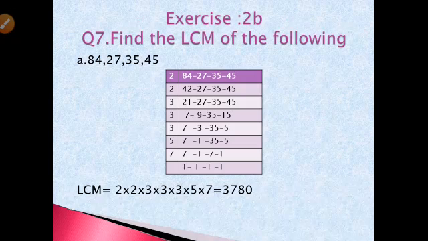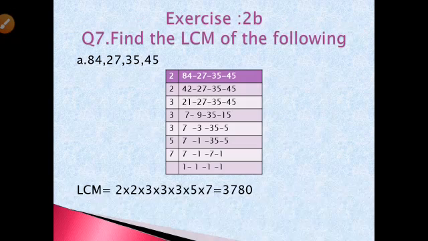Question number 7 of exercise 2b: find the LCM of the following using division method that was mentioned in your book. There was part A: 84, 27, 35 and 45. Now see, 84, 27, 35 and 45. These are the combination of four numbers and you are supposed to calculate the LCM. For this you need to know the divisibility rules as we have discussed in our Zoom class and in your videos about the divisibility rules. You need to remember them.